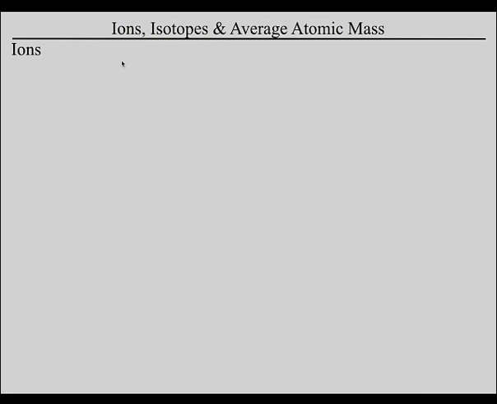Thought number one, ions. Write it down. So guys, what is an ion? Well, an ion is an atom that has a charge. So by definition, ions are atoms with a charge.